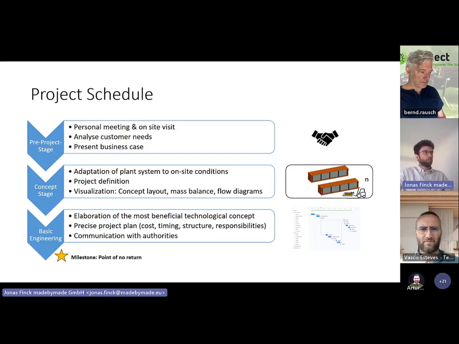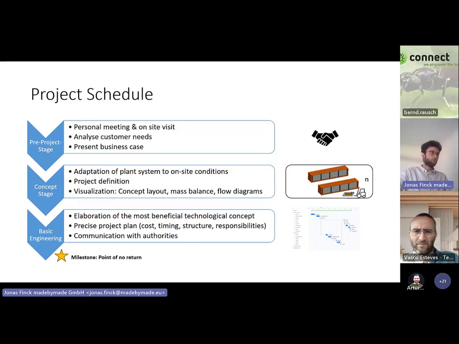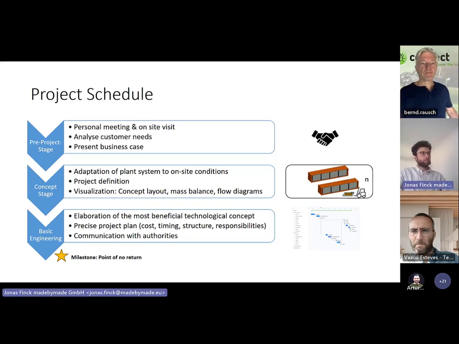Then you should analyze all the customer needs. So from our perspective, we talk about, okay, what is your location? What are your goals? What do you want to reach? And then adapt a business case based on the location, and also adapt the plant system on the site. It's quite important, I think, due to the different insect species and different target markets, to be technology open and to find the best system for your needs.